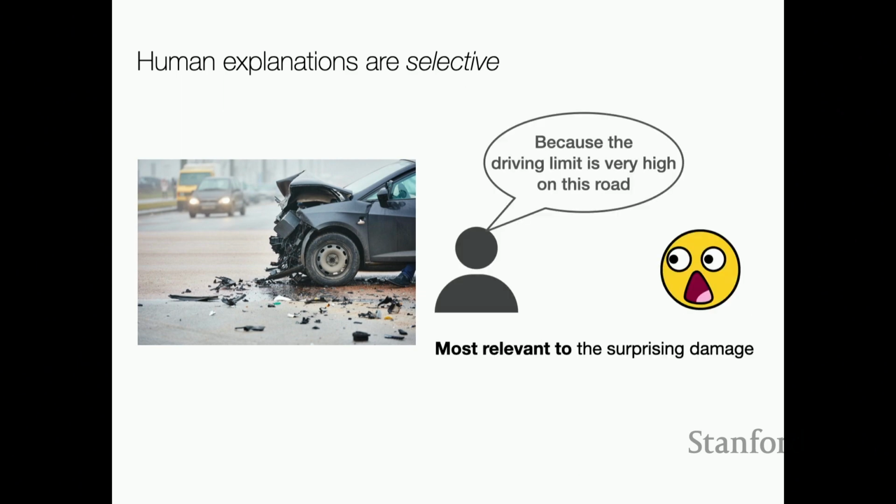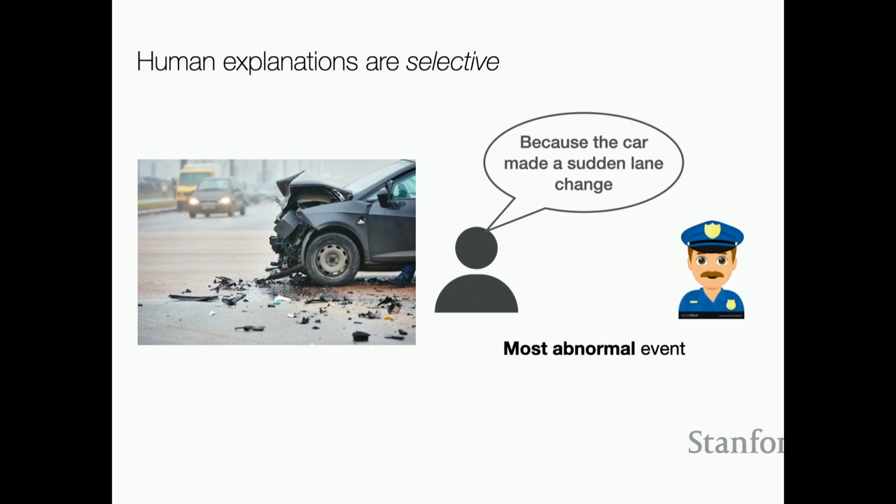If someone is interested in the fact that the damage is surprising, then you're going to pick causes that are most relevant to that, that the speed is very high. If you talk to a police officer who wants to diagnose the cause of the problem, you're likely to pick what's the most abnormal event, like this car made a sudden lane change.